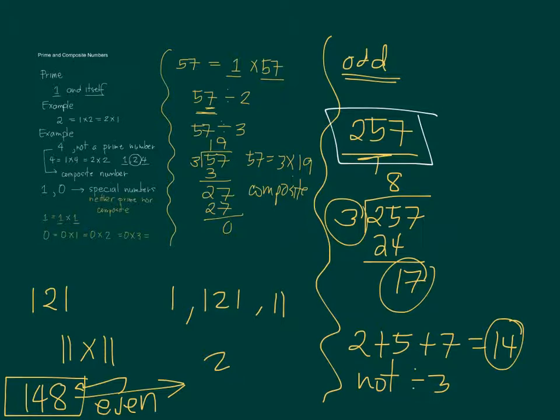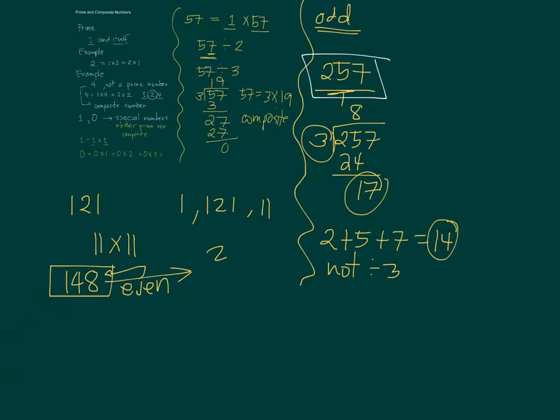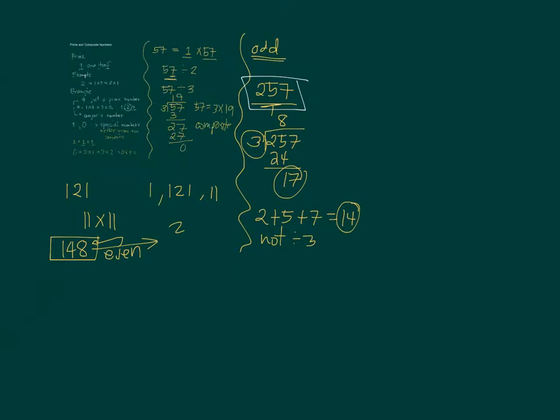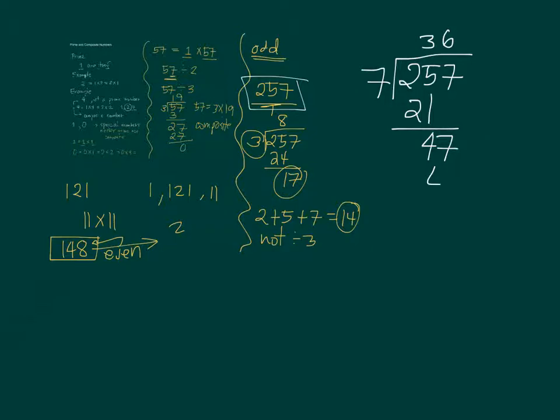Okay, so then we test the next number. We don't use 4 anymore to test. So we can go to 5, although 5 can only divide numbers that end in 0 and 5. So 5 will never be a factor of 257. So our next option will be 7. So 257, we divide it by 7. This is 3 times 7, 21, and this is 47. And then 6 times 7 is 42. So there's a remainder of 5. So it cannot be divided by 7.